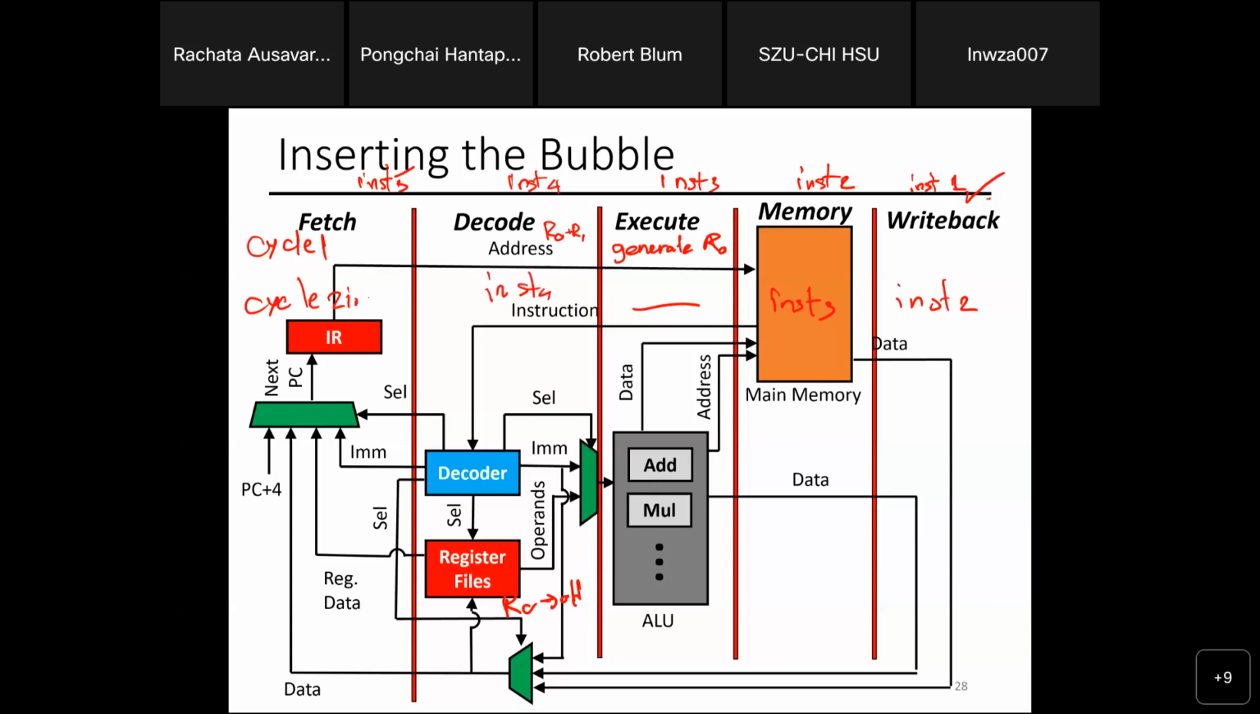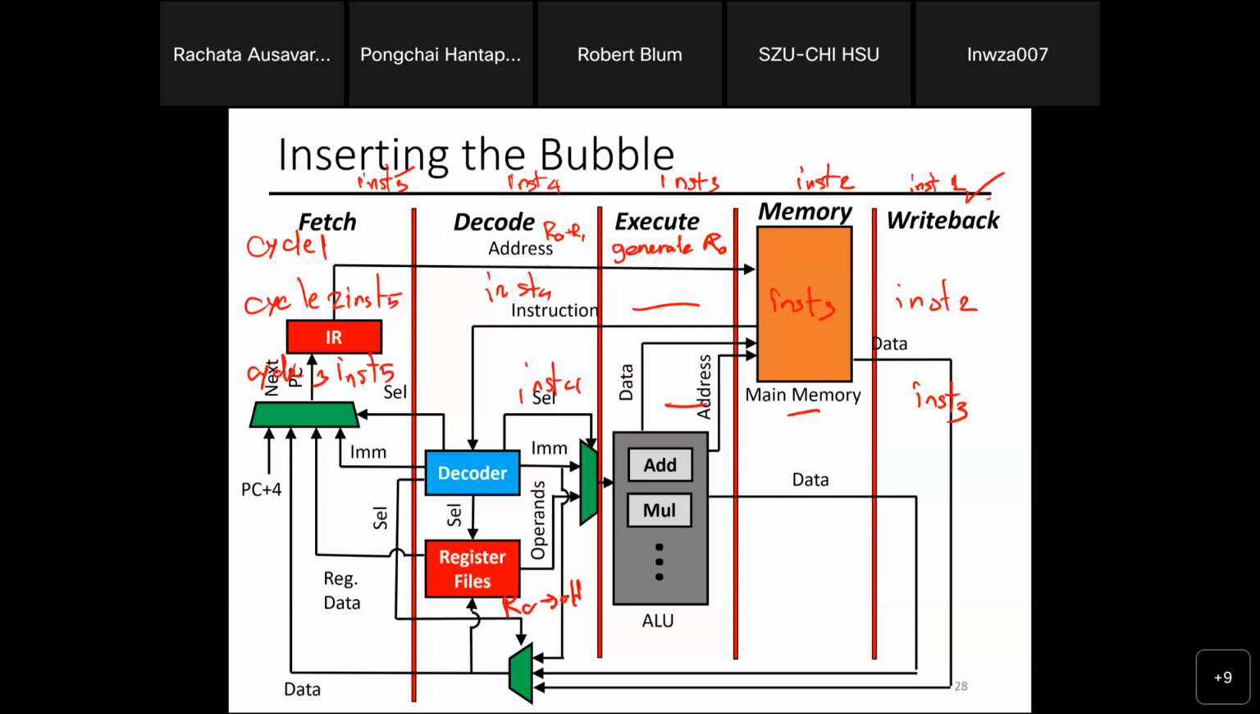Instruction 5 is stuck here. The next cycle, instruction 3 is here, the bubble is here, instruction 4 is still stuck here, instruction 5 still here, right? This is cycle number 3, cycle 3. Okay, with me so far?